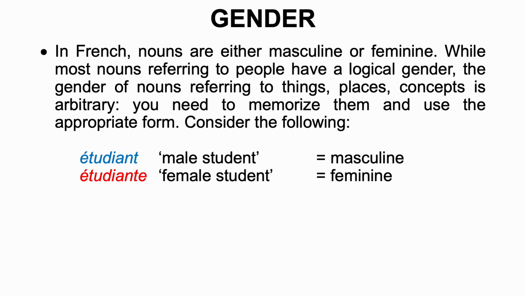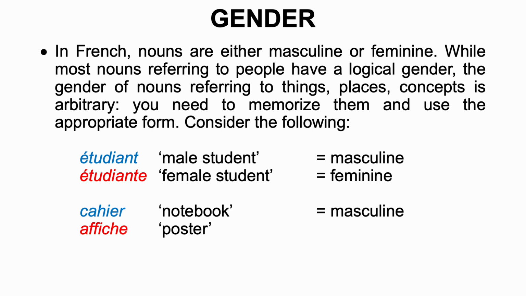Now let's consider these two classroom objects. Cahier, notebook, and affiche, poster. Cahier is masculine and affiche is feminine. Here, there is no logic associated to gender. The fact that cahier, notebook, is masculine and the fact that affiche, poster, is feminine is completely arbitrary. So just make sure to memorize the gender.